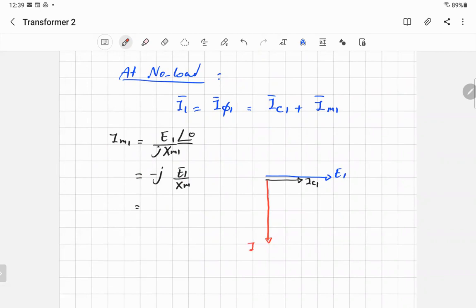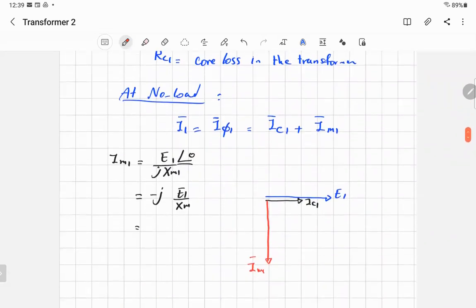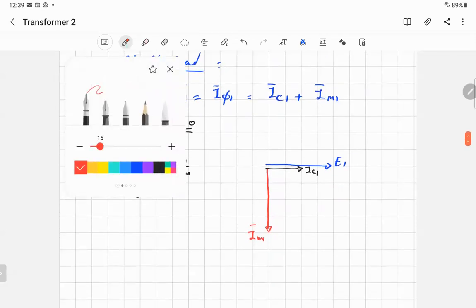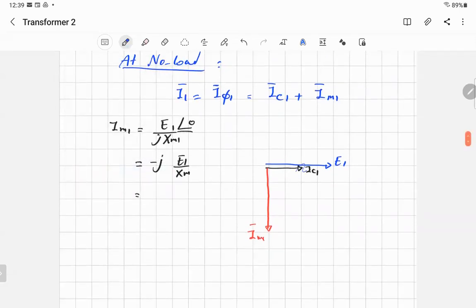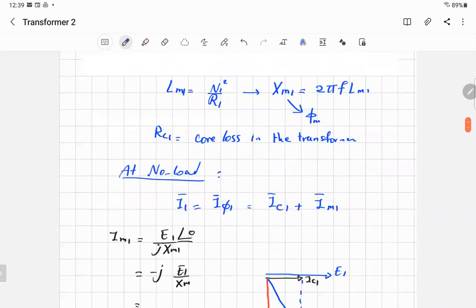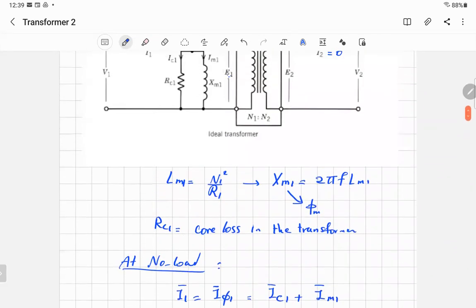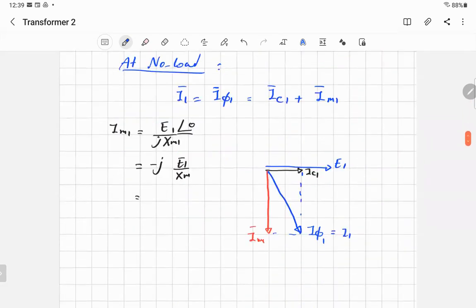That will be IM1 perpendicular, and that's obvious because I'm in the inductor. And the resultant will give you the total current, which is here I phi 1. So if you want to find the resultant, you can just make the parallelogram, and that will be I phi 1, which is I1 at the same time at no load, because you don't have I2 dash here. So that will be the current.